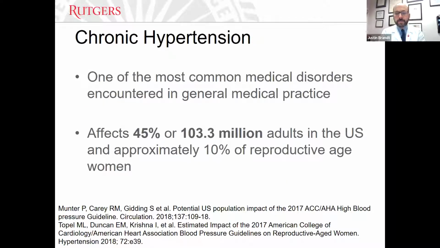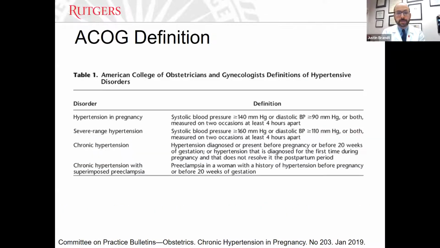Hypertension is one of the most common medical disorders encountered in general medical practice. More than 100 million adults in the United States have hypertension, and approximately 10% of reproductive age women have hypertension. In pregnancy, we talk about chronic hypertension, also known as pre-existing hypertension, and it's meant to distinguish hypertension that pre-existed pregnancy from the hypertensive disorders of pregnancy, like preeclampsia or gestational hypertension.